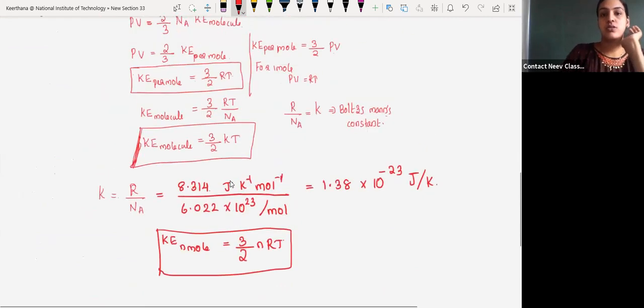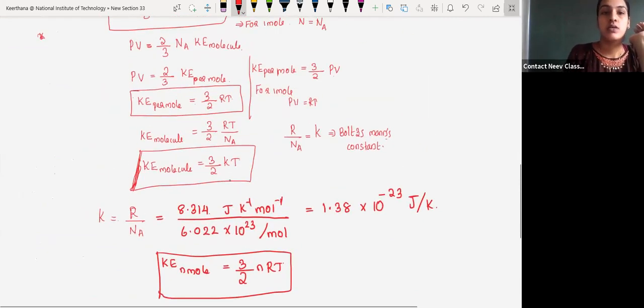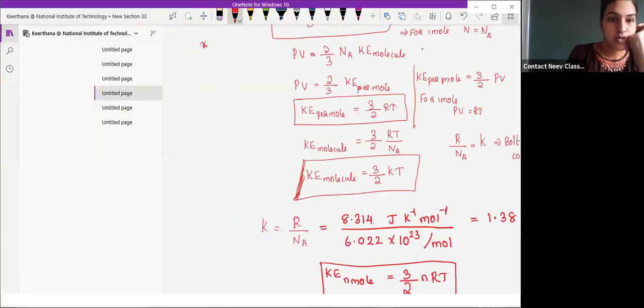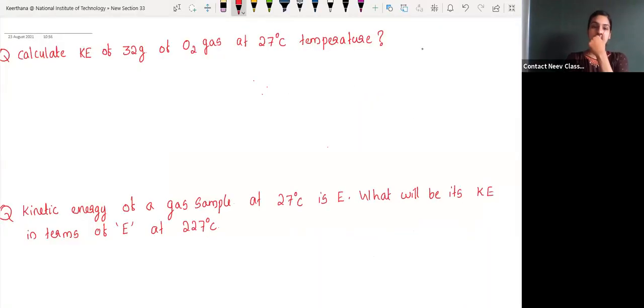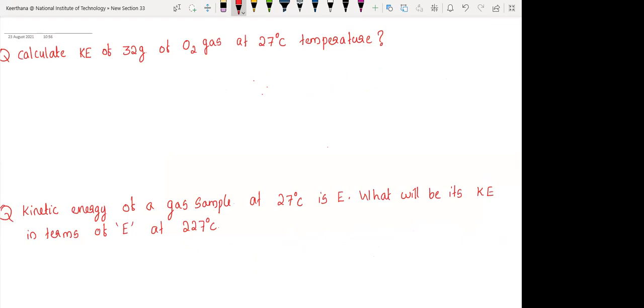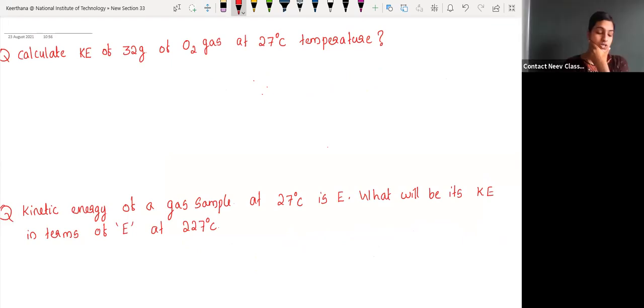What is that question? Just a minute. So your problem comes here. Calculate the kinetic energy of 32 gram of O2 gas at 27 degrees Celsius temperature. Is that clear for everyone? Yes, ma'am. Okay. So your question: calculate kinetic energy of 32 gram of oxygen gas at 27 degrees Celsius temperature.